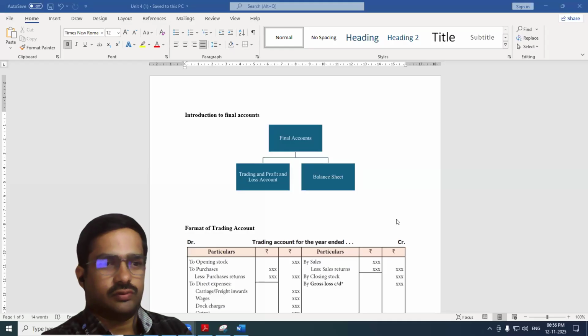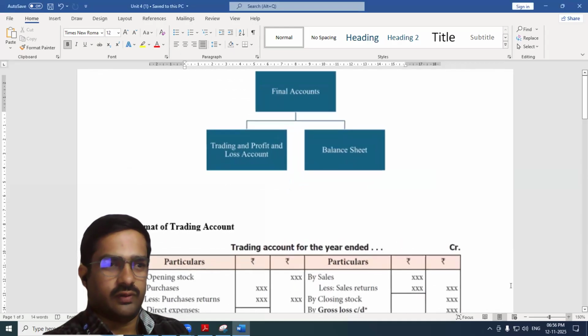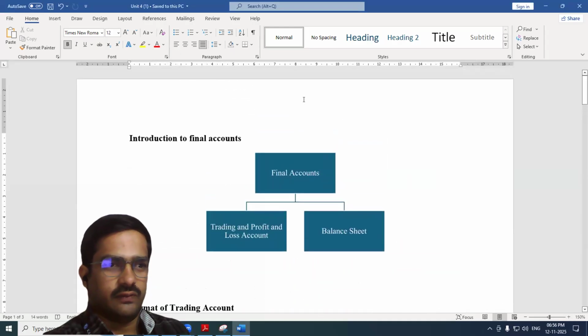In final accounts, there are two types of accounts we are going to prepare. One is the trading and P&L account, and another one is the balance sheet.